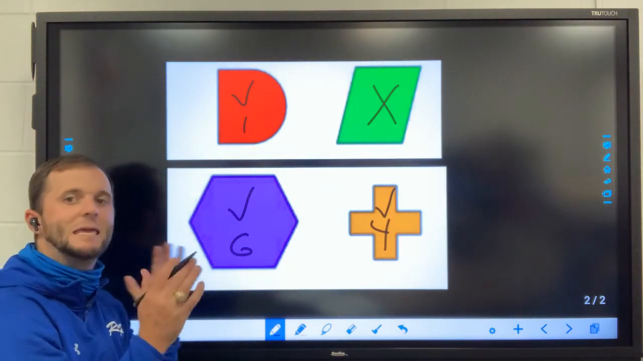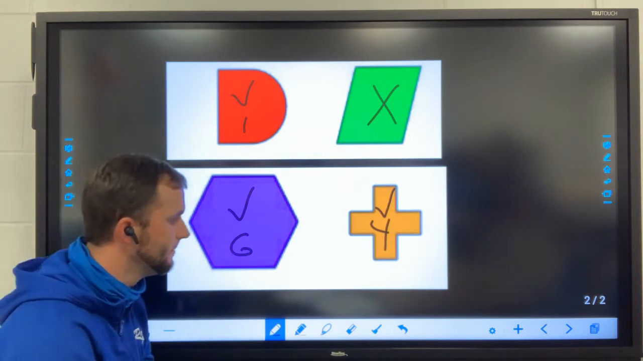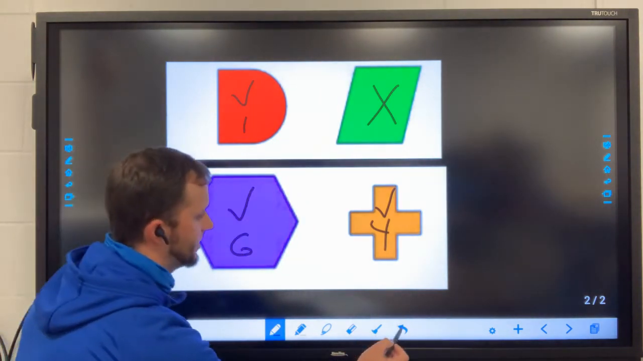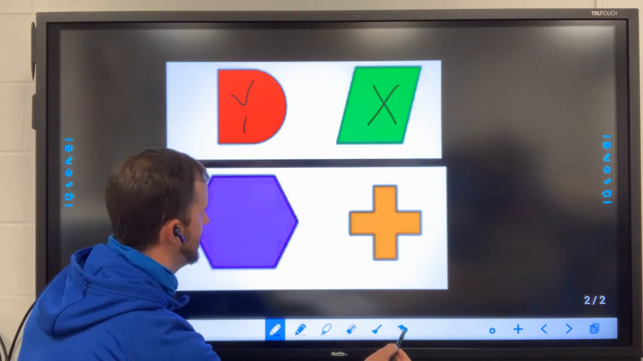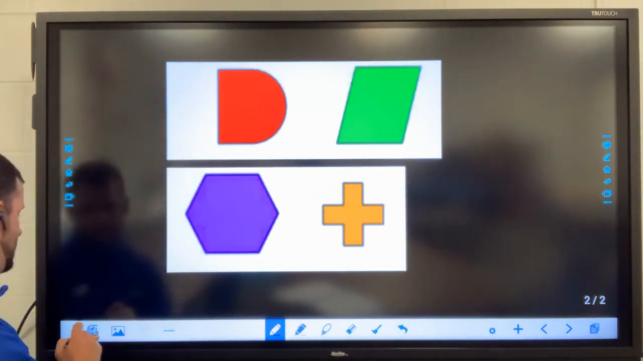So basically you're taking a shape and folding it to see if it matches on both sides, okay? So now what we're going to look at, on your examples on the back here, it is now asking about rotational symmetry, okay?